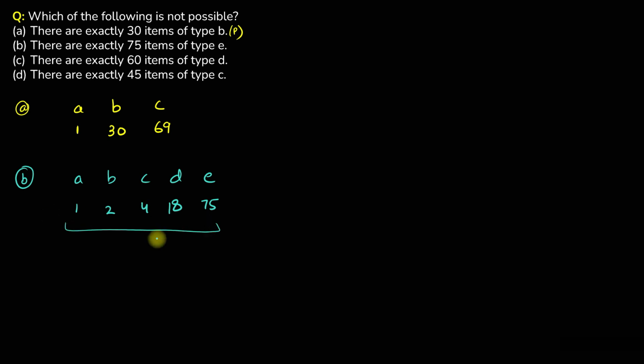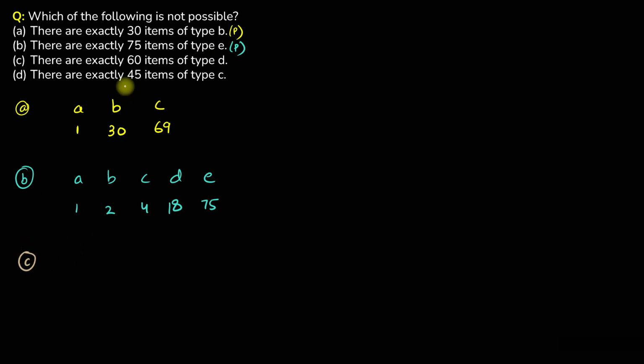So the total that we get is 100 here, right? And if you look at B, that is at least twice of A, C is also at least twice of B, D is at least twice of C, and E is also at least twice of D. So all the conditions are satisfied. Total is 100 and each type is more than or equal to twice the previous type. So this is also possible. Okay?